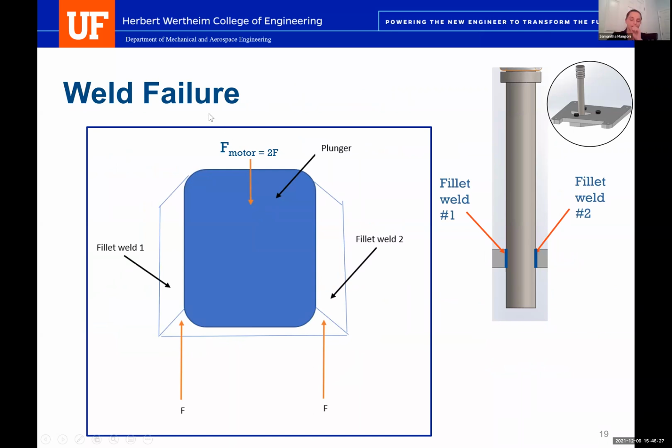We also wanted to ensure that the weld that holds the plunger to the plate wouldn't fail. So as you can see in the top right, there's 2 fillet welds that currently hold the plunger to the plate. And you can see in the free body diagram on the left, we essentially modeled the force of the motor going down on the plunger, and then each fillet weld was assumed to hold an equal amount of that force. Next slide, please.